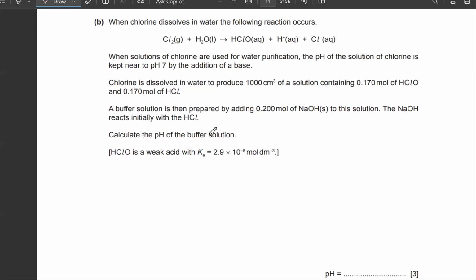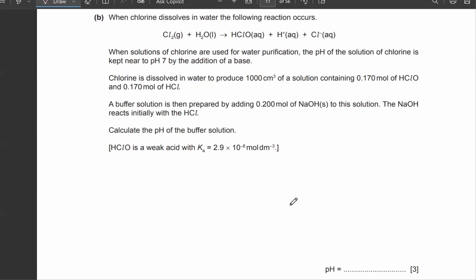At the end of the day, what you have to figure out is, once all of this reaction happens, what is the weak acid and what is the quantity of the weak acid that's present at the end? And what is the conjugate base that is formed? And what is the quantity of the conjugate base? If you know that, you can figure out what the pH is. So we'll do this question tomorrow.